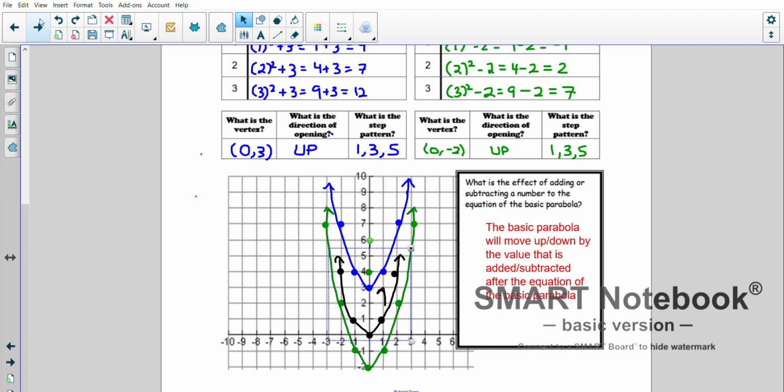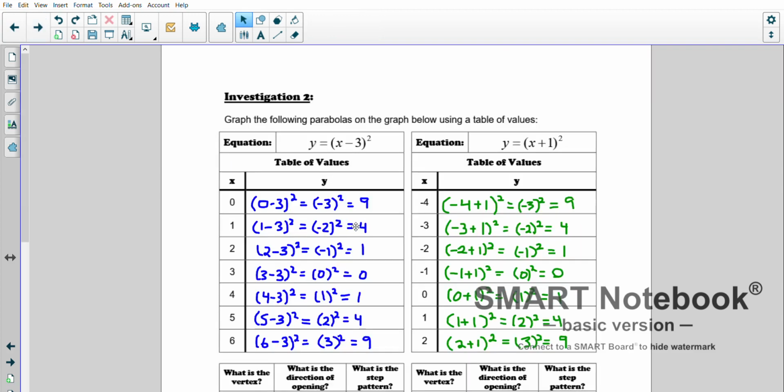So there's other ways we could add or subtract numbers, and that brings us to our next example. And this time you'll notice a subtle difference here. The number is not outside, it's not after the equation, it is within the brackets. Instead of going x squared and then adding something, I'm subtracting or adding to x first and then squaring it. So there's a big difference, and we'll see what effect that'll have.